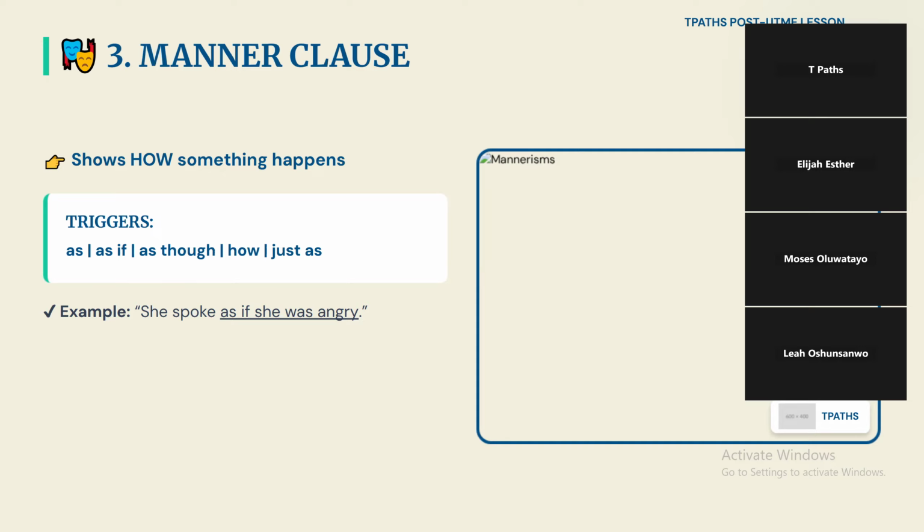Sometimes the Unilag post-UTME usually traps students there. So try to look at the mood. Whenever you see something related to behavior or mood, know that the answer there is the manner clause. Okay, let's move on.